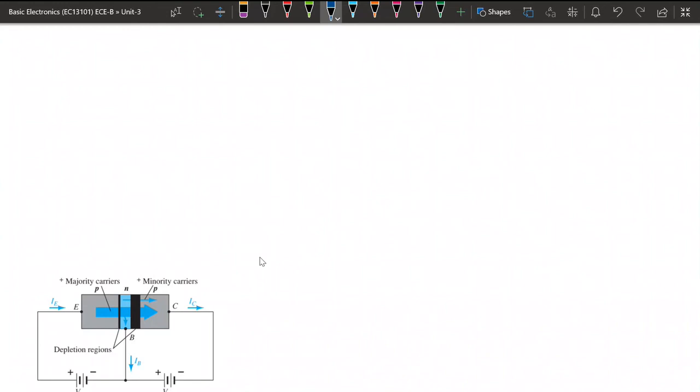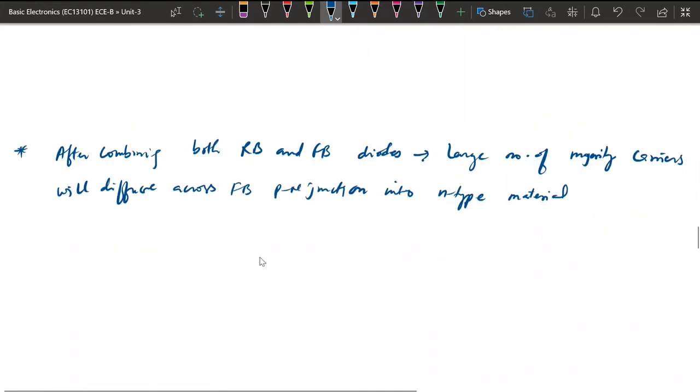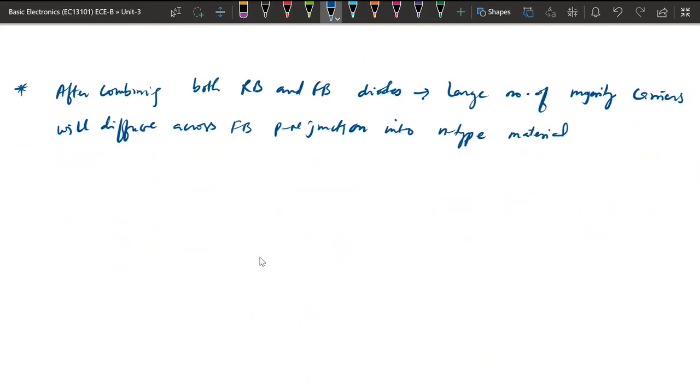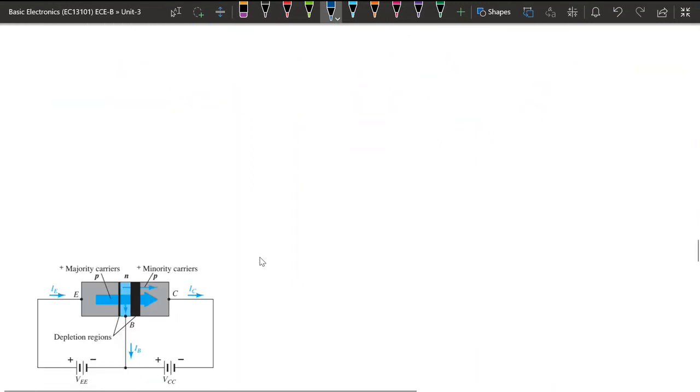Okay, so this movement of majority charge carriers is considered as minority. Majority charge carriers are moving from the P region to the N region. So in the N region, the holes will be in minority. So holes are moving from P to N region. These majority charge carriers are moving to the N region, and in the N region they are minority in nature.